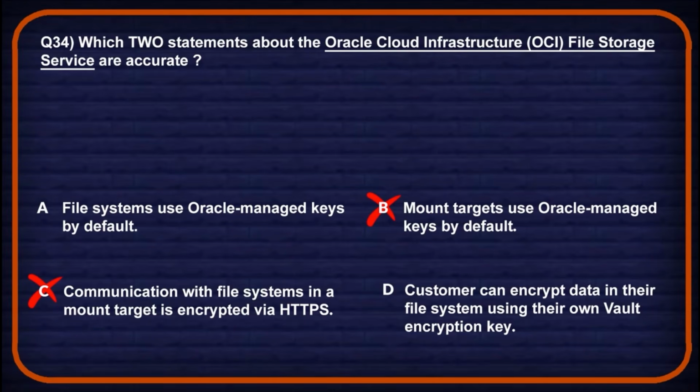Moving on to option number D. Customer can encrypt data in their file system using their own vault encryption key. Users can assign their own vault managed AES keys for encryption, enabling full control over key lifecycle and access. So option D might be a potential answer. So options A and D will be the correct choice.